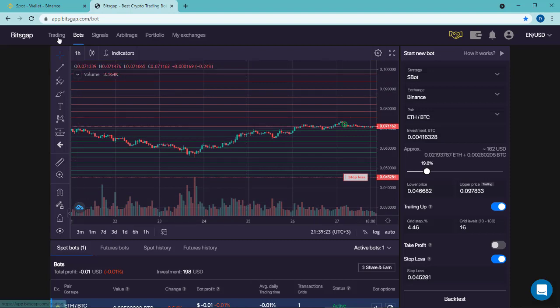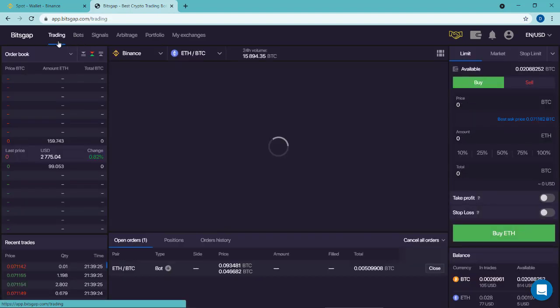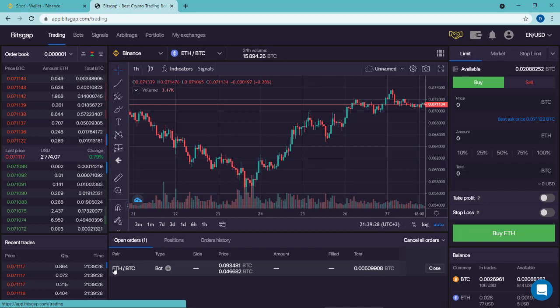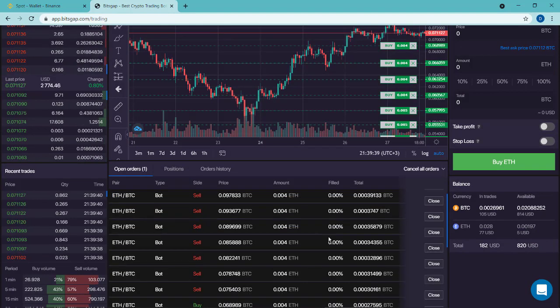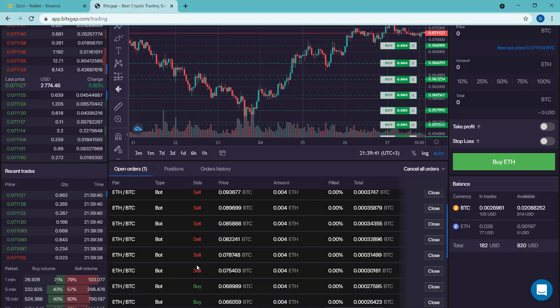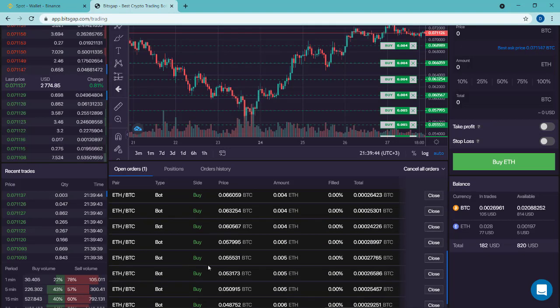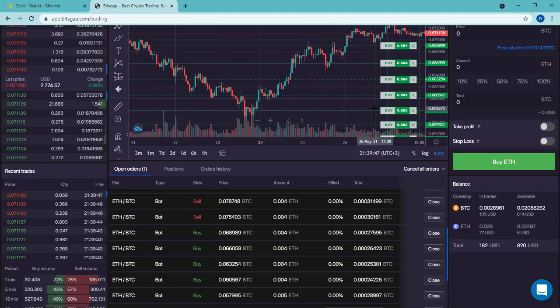So let's see where we can see that in another place. If I go to trading, you see at the bottom it's got open orders. Let's scroll down a bit, and it says over here it's a bot, and I click on the plus sign, and I see over here a whole series of sell orders and buy orders. And I can see in the graph over here that all these green lines represent a buy order.